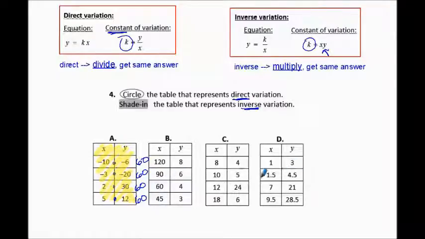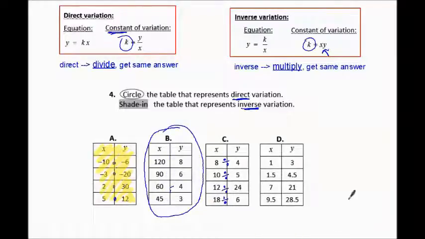You have to do the same procedure for all the other 3 boxes. First, I'm going to try dividing all of these numbers. 120 divided by 8, I get a 15. 90 divided by 6, I also get a 15. 60 divided by 4 is also 15. 45 divided by 3 is also 15. I got the same number every time dividing. That tells me it is direct variation. They're asking me to circle those. So I'm going to circle this one.